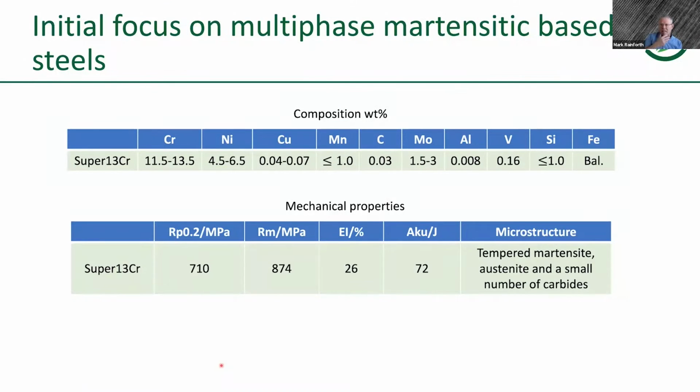So I'm going to go through three examples, and the first of this is on a super 13 chrome martensitic steel. You have the composition there, the chrome level, and the nickel. It has very low carbon, 0.03, but that doesn't mean to say that amount of carbon isn't important. Equally, there is molybdenum there, which, as we'll see, is also important. So these are the typical strength levels. I haven't given here the range that one has to hit, but it is quite narrow.